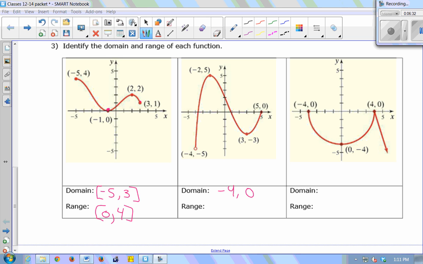Negative 4 to 0. We're not including the negative 4 because it's an open circle there. We are going to include the 5, because we're using the x coordinate, and include that one. And then for the range, smallest y value, negative 5, should we include it? Nope, because it is an open circle. And then the biggest y value, 5.